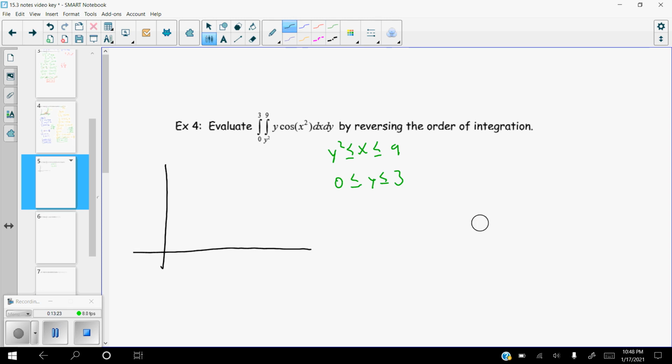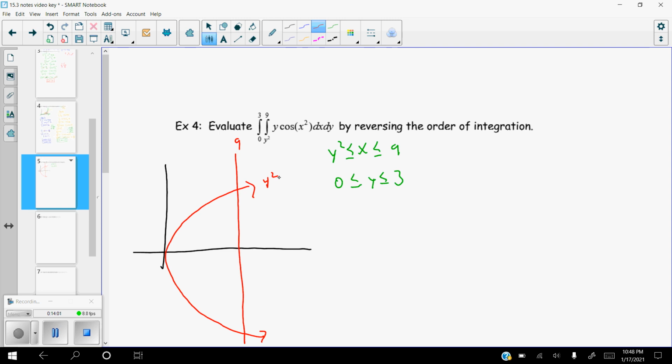Well, y goes from 0 to 3. We won't worry about that part yet. X is going to vary from function to function. So x kind of tells us what we're looking at. X is going to go from y squared. X equals y squared is a sideways parabola, and it's going to go from there to 9. So the sideways parabola part looks like this. And it's going to go from y squared, from that function, out to x equals 9, which is a vertical line which looks something like that. So that would be 9. This would be y squared.